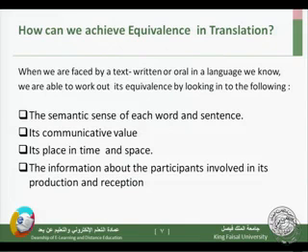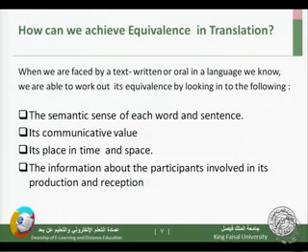First, the semantic sense of each word and sentence. You have to check the meaning. The semantic sense means the meaning of each word and each sentence. You can't translate it if you don't know the meaning. Now, the second one is its communicative value. Number three, its place in time and space.